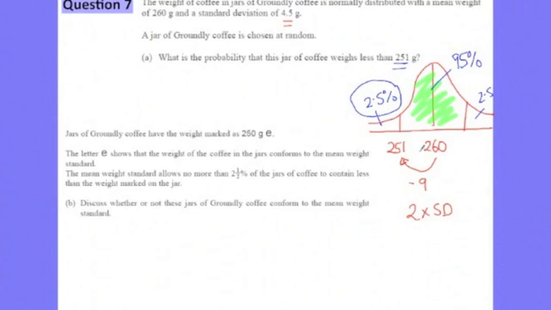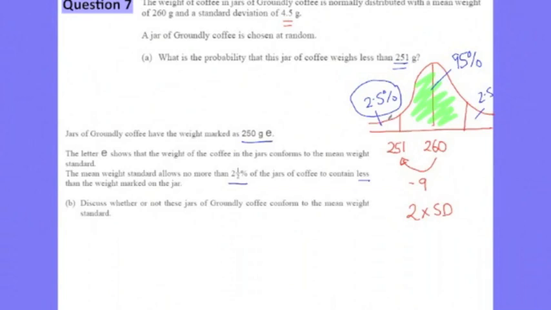We're told here that jars of ground coffee have a weight marked of 250 E. The letter E shows that the weight of the coffee in the jar conforms to the mean weight standard. We're then told that the mean weight standard allows no more than 2.5% of the jars to contain less than the weight marked on the jar. So we're asked to discuss whether or not these jars of ground coffee conform to the mean weight standard.